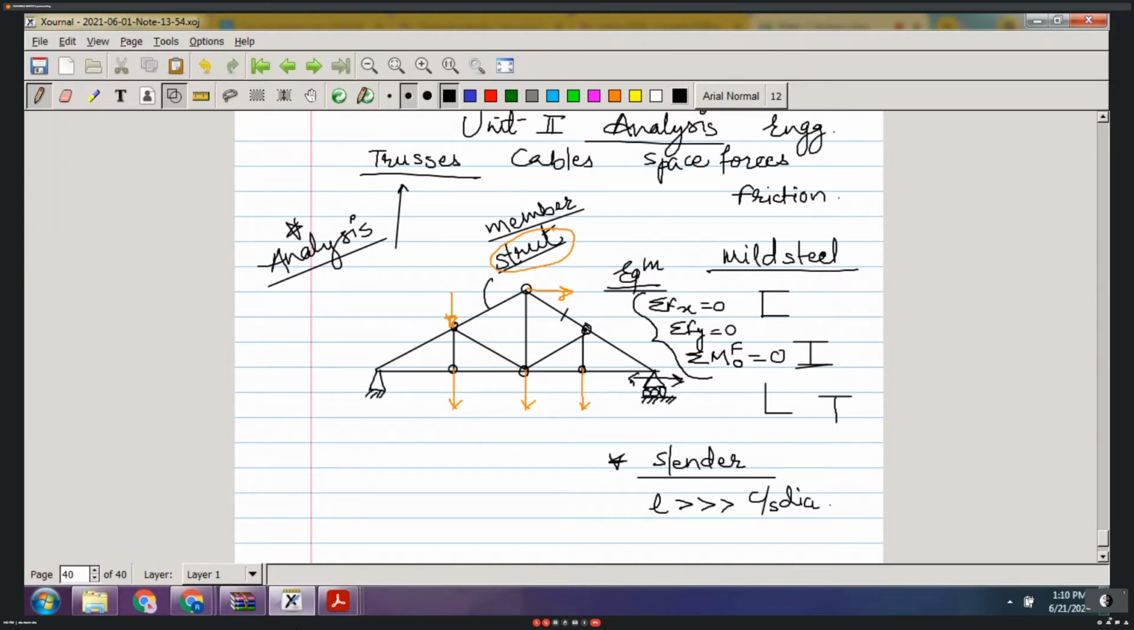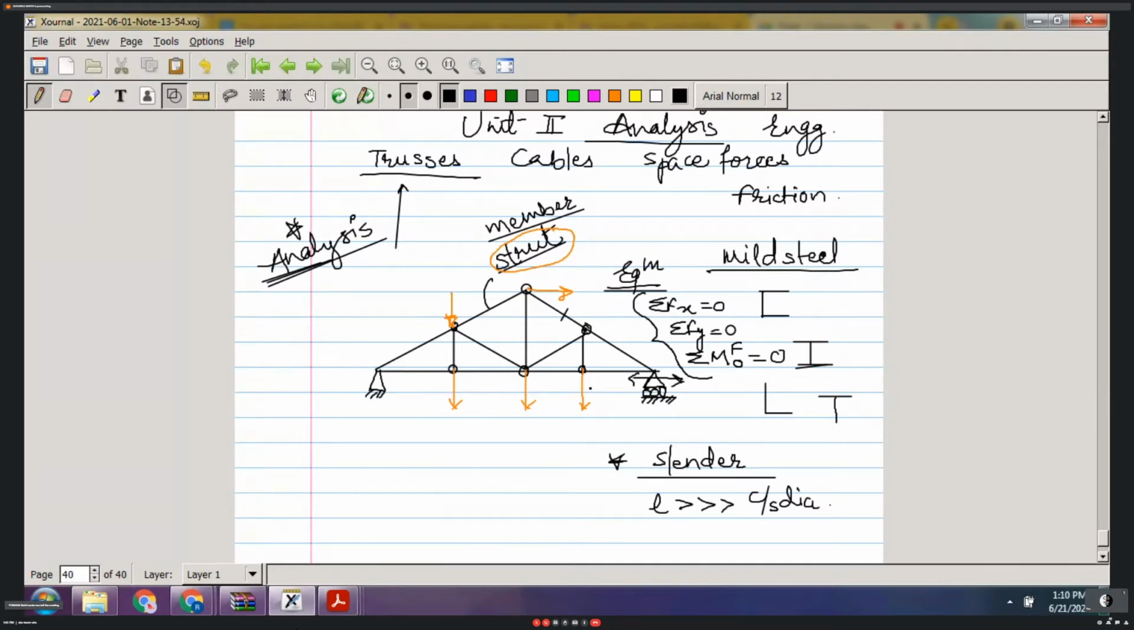entire truss, always remember our principle for analysis will be, if the entire truss is in equilibrium, then every isolated smallest part of truss will also be in equilibrium.